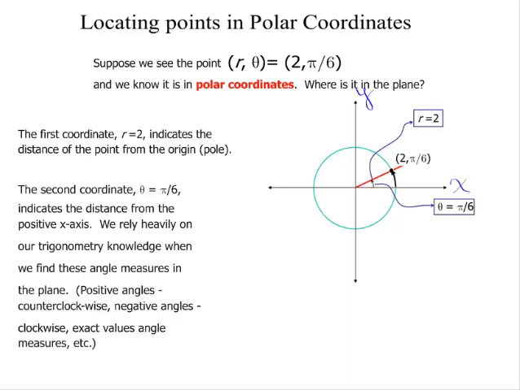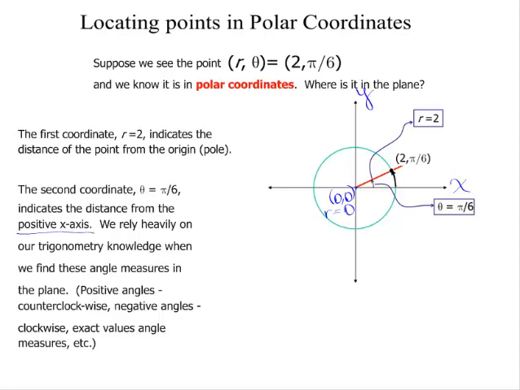So the first coordinate here, if we have the point 2 comma pi over 6, the first coordinate, r equals 2, is the distance of that point from the point of origin. If we're in the Cartesian plane, that is x equals 0, y equals 0. Superimposing the polar coordinate system, that is the pole, which is where r equals 0. The second coordinate, theta equals pi over 6, indicates the angle measure from the positive x-axis.